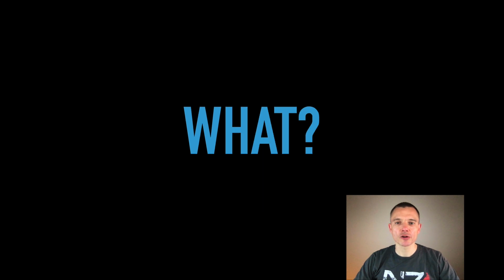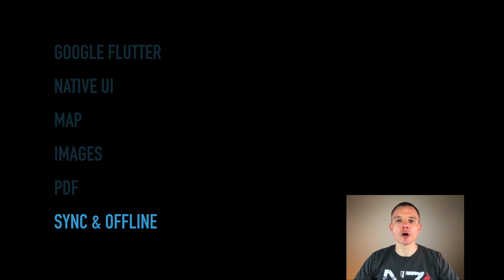So what did we just see? We saw Google Flutter in action, 2 native applications running on iOS and Android. The iOS application had a native UI. We saw how the application utilized the map. We saw how I was able to take pictures and store and access images in the cloud. We saw how my application generated an invoice as a PDF. And we saw how the application could sync data between the iOS and Android version and also work when offline.